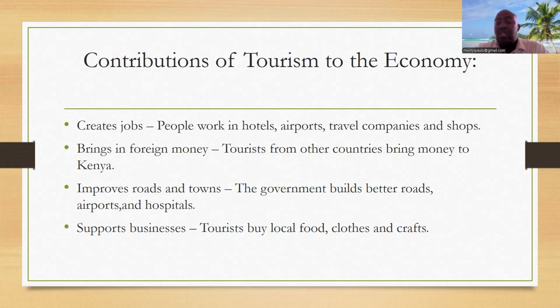Tourism also improves roads and towns. You'll find that the government builds better roads, airports, and hospitals in areas where tourists visit. Tourism also supports business because tourists buy local food, they buy clothes, they buy crafts. Like here where I am, I've seen many business people who've come to me selling clothes, crafts, ornaments, and so on and so forth. So when I purchase, or any other tourist purchases, that will be money that will support our economy.